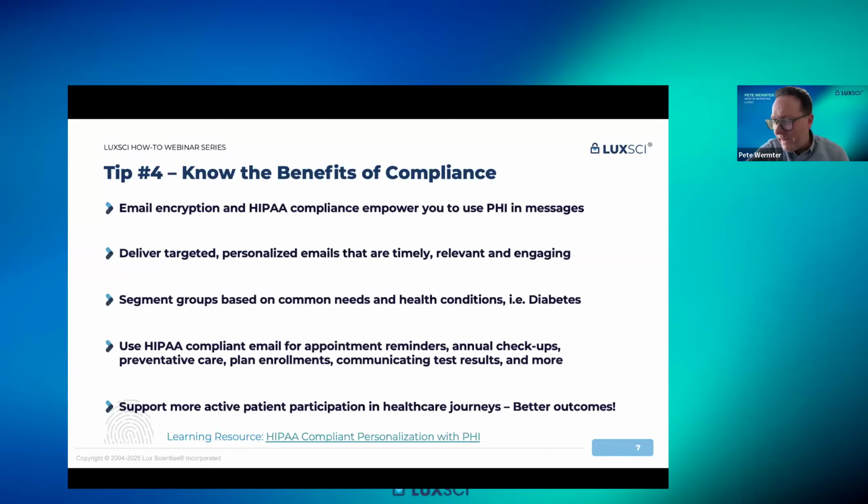Excellent. Thanks for that, Tom. And we've got a question here from Kate. And just quickly, absolutely, Kate, we will provide this presentation after the fact. I'll also point out, several of the slides have what we call learning resources. This one here, you'll note on the bottom, HIPAA compliant personalization with PHI. So there will be some additional materials and leverage once we send out the deck to everybody.